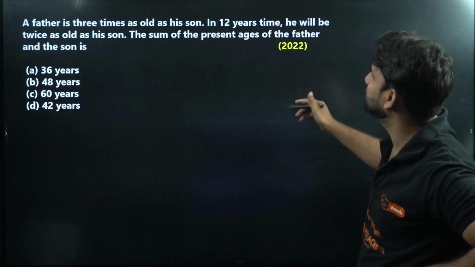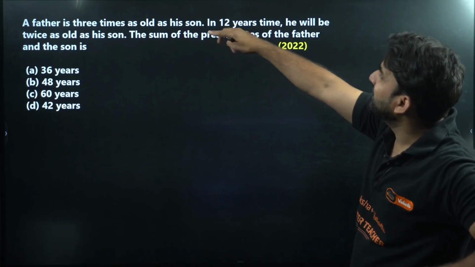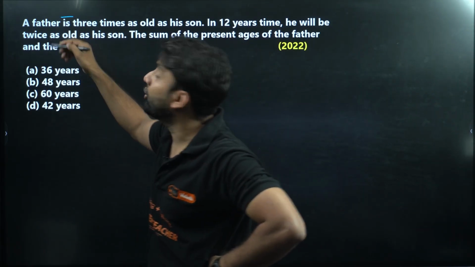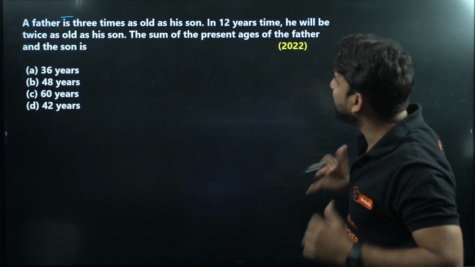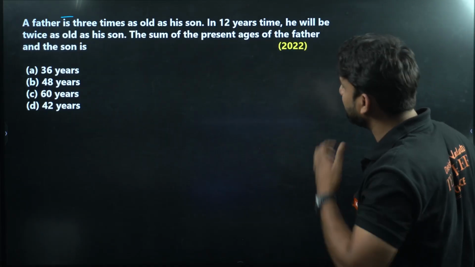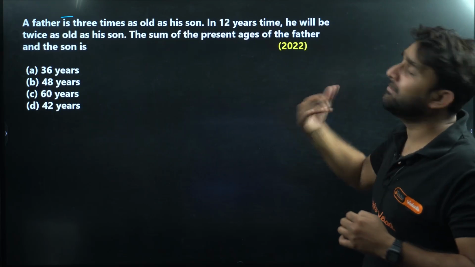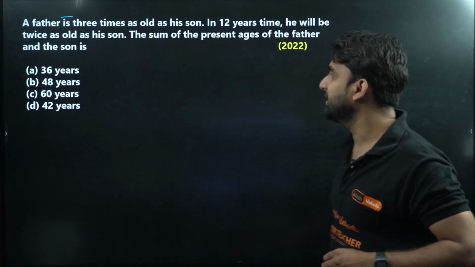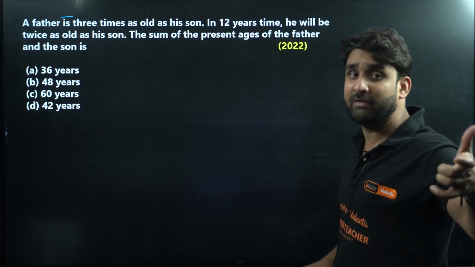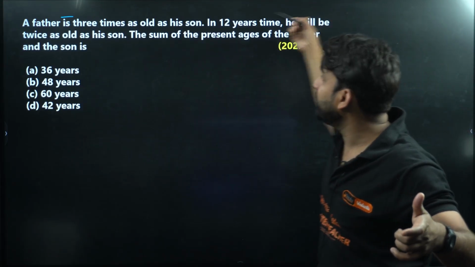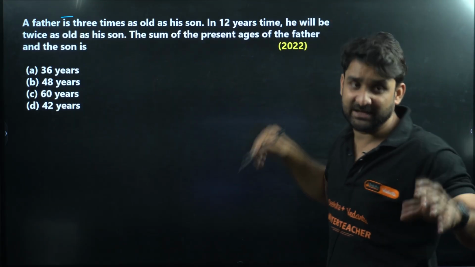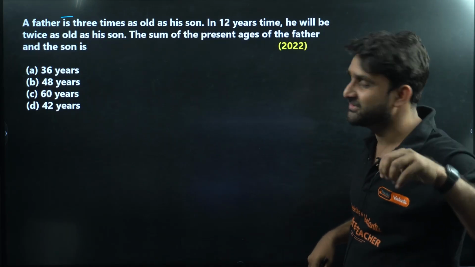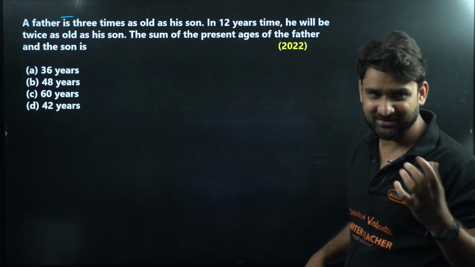So the question is an age concept. A father is 3 times as old as his son is. A father is, it means we are talking about the present situation. So presently the father is 3 times as old as the son. In 12 years' time, meaning after 12 years, he will be twice as old as the son. The father's age will become twice the son's age after 12 years. So the son will also be 12 years older because the son is also a human being.